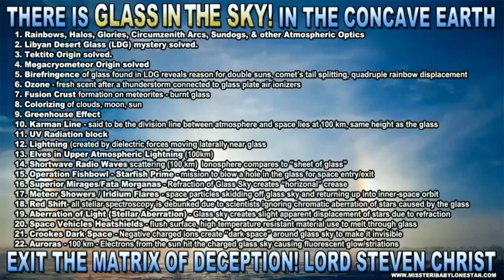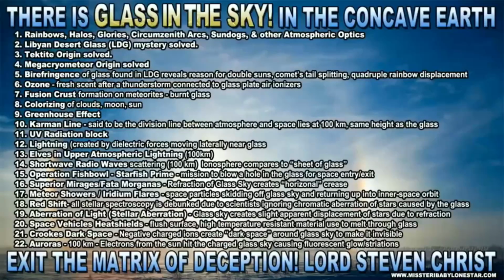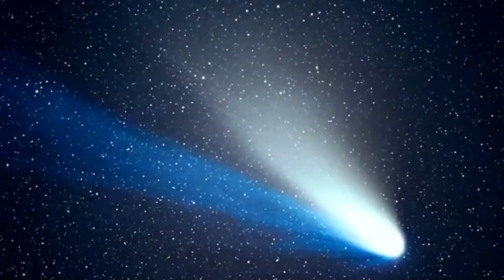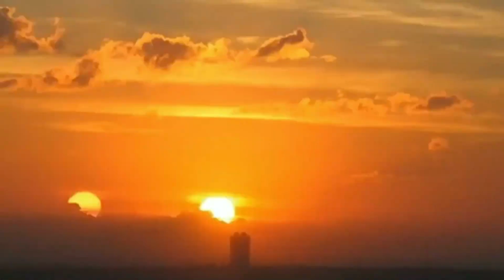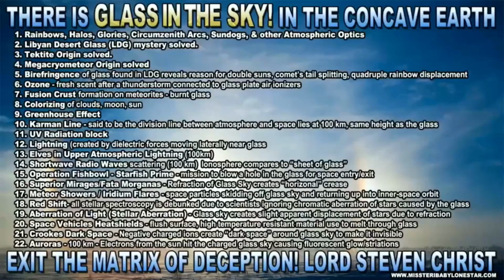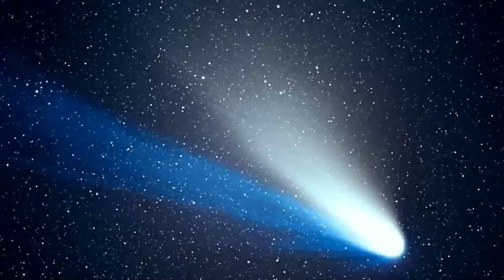Amen. Number 5, birefringence. Birefringence is created through different glasses, different types of material like calcite, where it actually projects a double image, a double refracting image. So sometimes you'll see double suns in the sky. Sometimes you'll see a quadruple rainbow where it's like an offset, like there's another rainbow that's displaced a little bit from the original rainbow. Or you'll see a comet's tail splitting like that.